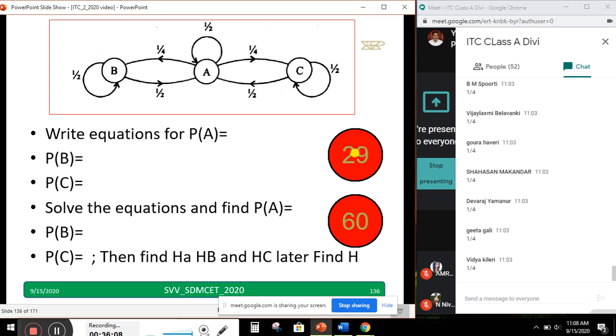State probabilities you will get first, then find out HA, HB, HC. You can take all capital only, and using HA, HB, HC, find out H. At least you can write P of A equal to within 2 minutes. The same procedure that you had done for the previous problem.